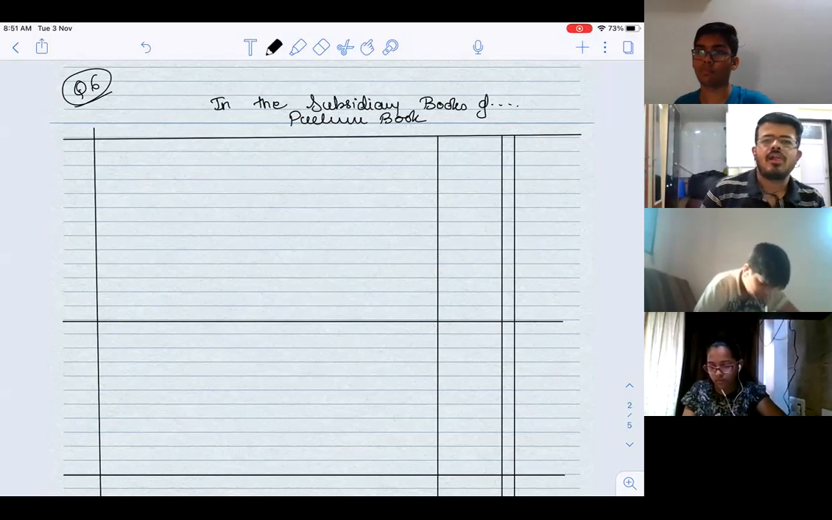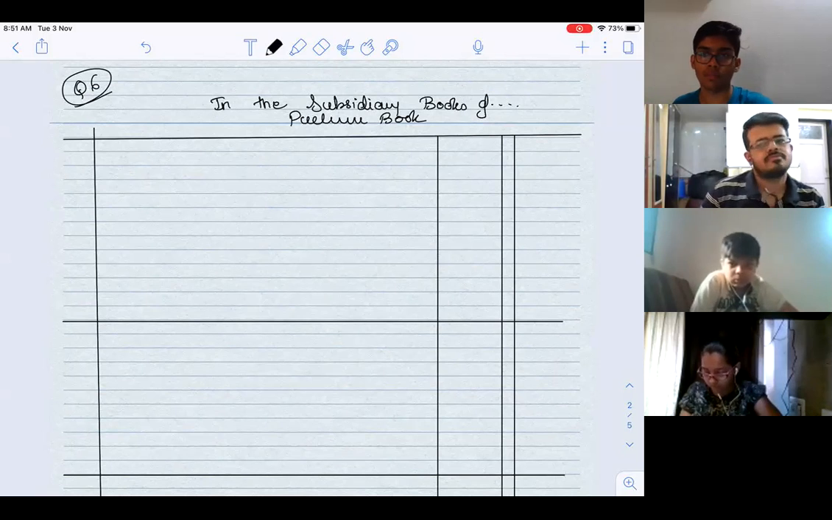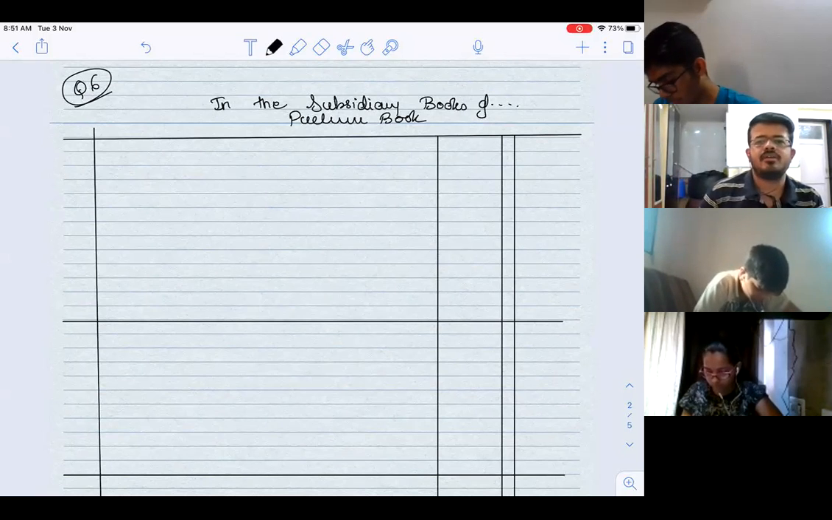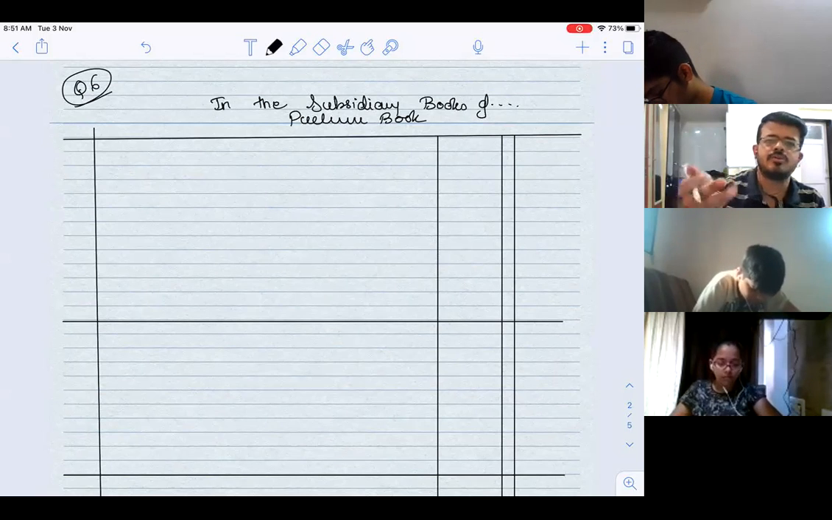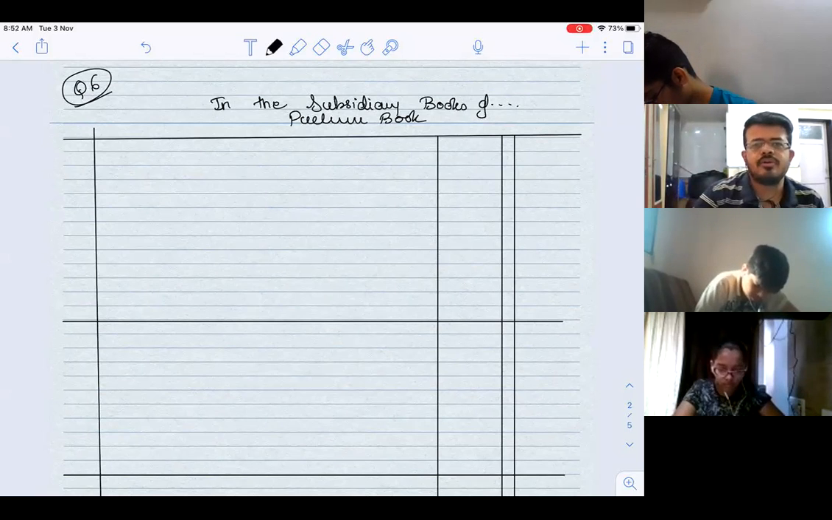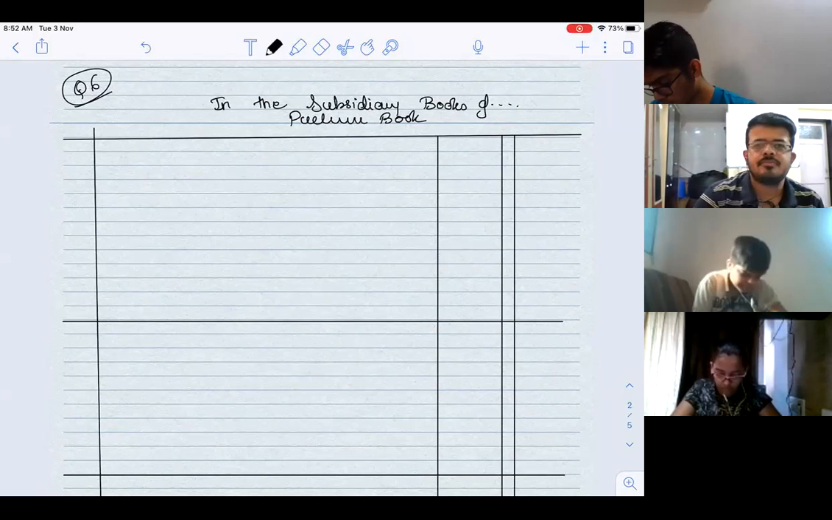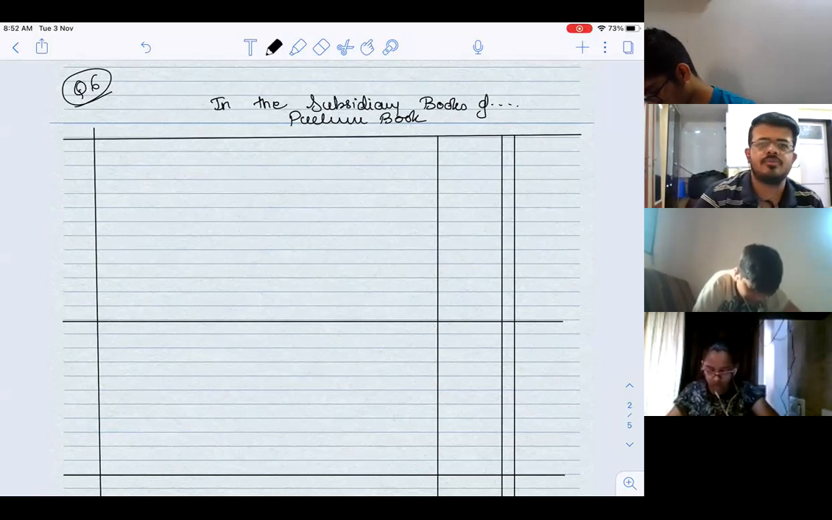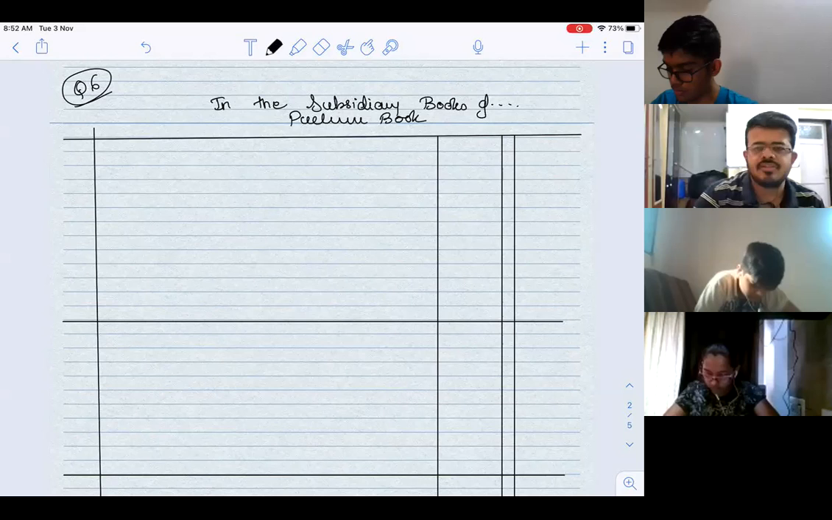Purchase book only has credit purchases. Purchase account has cash and credit both purchases. Purchase book has only the credit part, credit purchase. Purchase account has both cash and credit. So when you want to analyze only the credit purchase component, you will look at purchase book. When you want to analyze the total purchases, cash as well as credit, and discounts, you will look at purchase account.